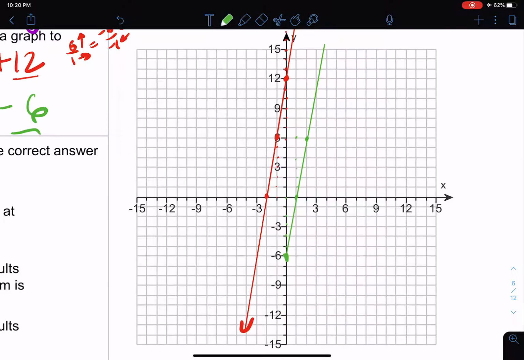So I've got to be careful as I draw the rest of this line. It looks like this. And there it is. Okay, so here you can see the two lines are parallel and they're not the same line. So there's going to be no solution.